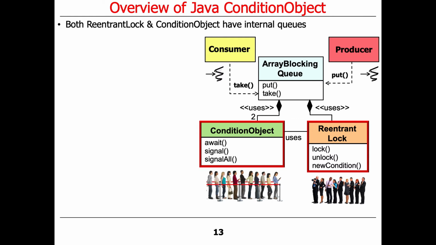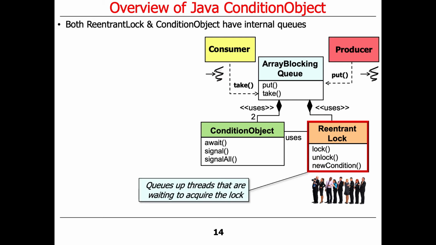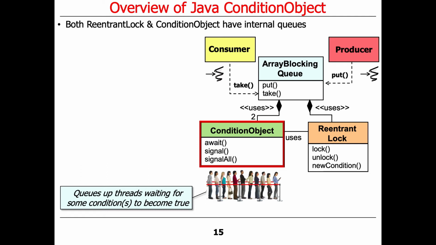Now, interestingly enough, both reentrant lock and condition object instances have internal queues, but they're used for different things. The reentrant lock has a queue that queues up the threads that are waiting to acquire the lock. So if you have the fair synchronizer version, the fair semantics of reentrant lock, you're going to have this queue, and it's going to be used to queue them up in order. Likewise, condition objects also have a queue of threads that are waiting for some condition to become true.